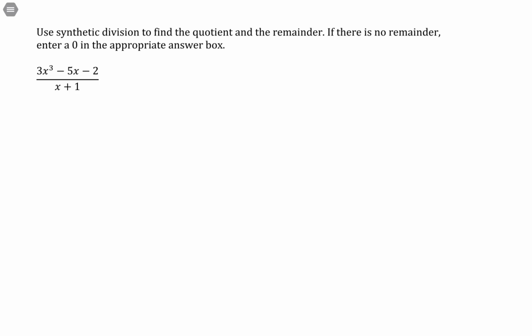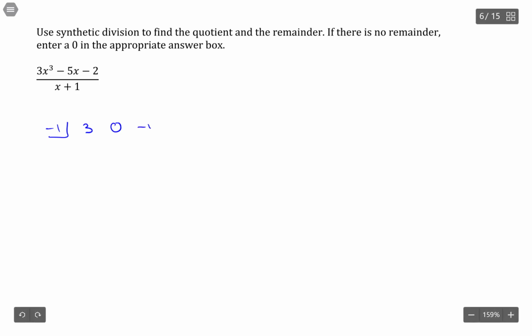coefficient is 1. Since we have that, what we do is we take the opposite of this value, which is -1, and set it apart from the coefficients of the polynomial in the numerator. So we have 3x cubed, but there's no x squared term, so we have to pad in a 0 for the squared term because synthetic division always assumes decreasing powers of x.